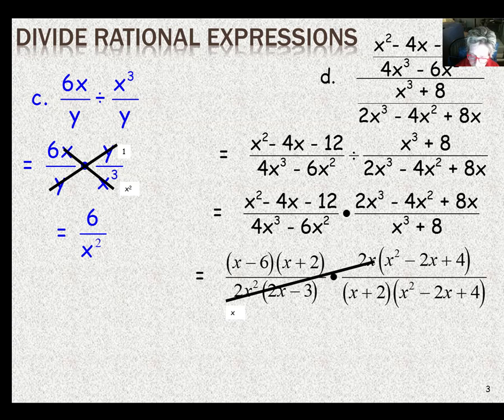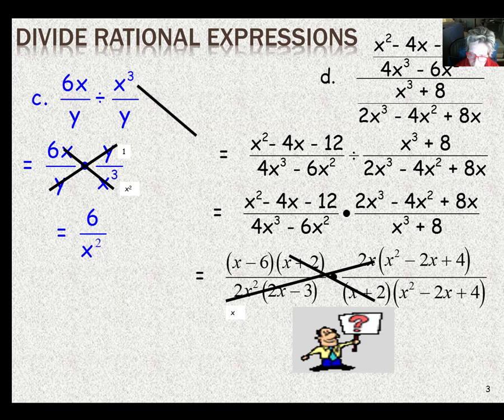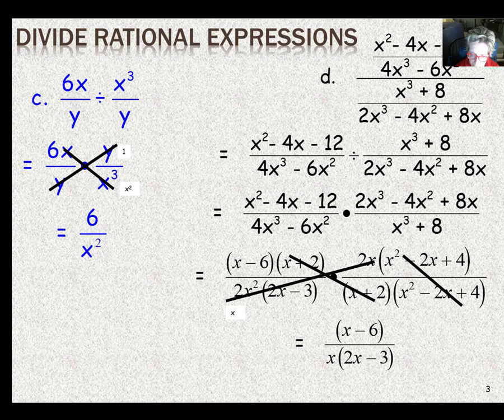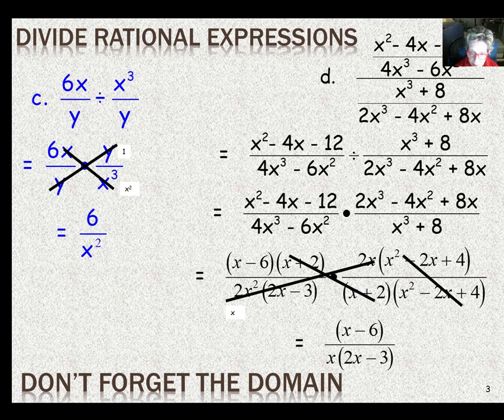2x goes into 2x squared x times. My x plus 2's cancel, and my x squared minus 2x plus 4 cancel. That leaves me with x minus 6 over x times the quantity of 2x minus 3. Don't forget your domain. The domain is very important, especially when finding asymptotes, and we're going to do that a little bit later on in this presentation.